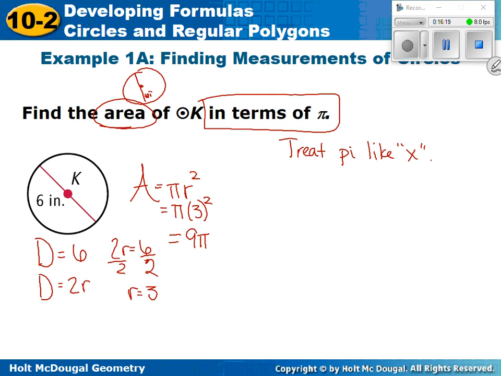9 pi, and then do we have units in our picture? Inches, so it's going to be 9 pi inches squared because it's area. If it says leave it in terms of pi, you're not grabbing your calculator to type in pi. You're leaving pi in your answer. Treat pi like you would an x, do everything you can, and leave the x or the pi at the end. Questions? Okay, moving on.